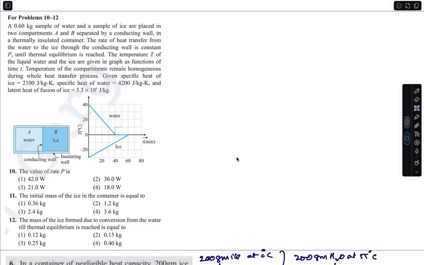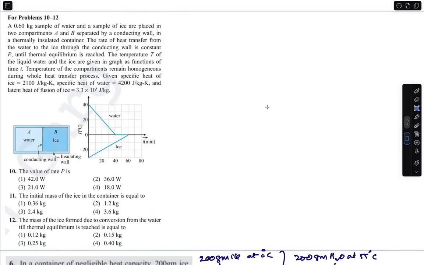You have a 0.6 kg sample of water and a sample of ice. You can see there is a conducting wall, and the entire surroundings are insulating. Nothing enters from outside into the system. But A and B are separated by a conducting wall. Water will not rush into ice or vice versa otherwise. Now, what is happening? You have two compartments A and B separated by a conducting wall in a thermally insulated container.